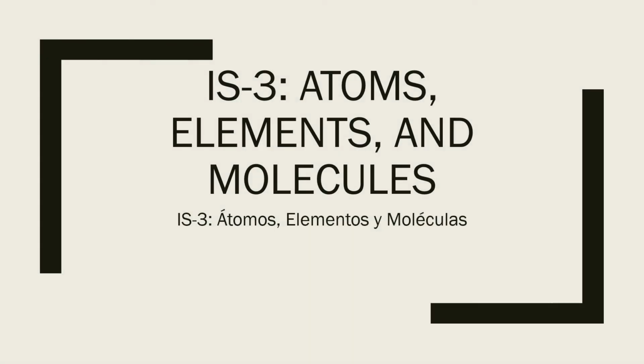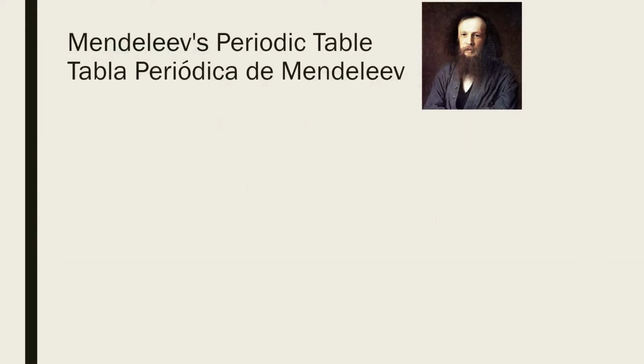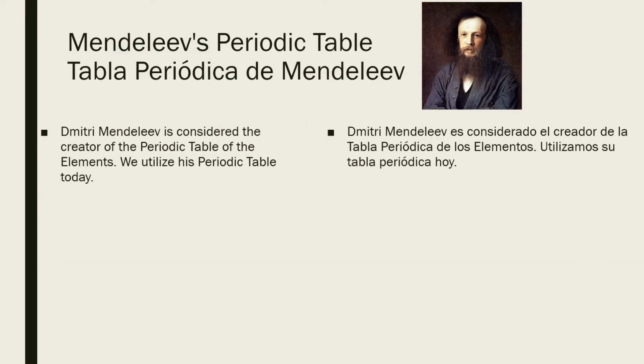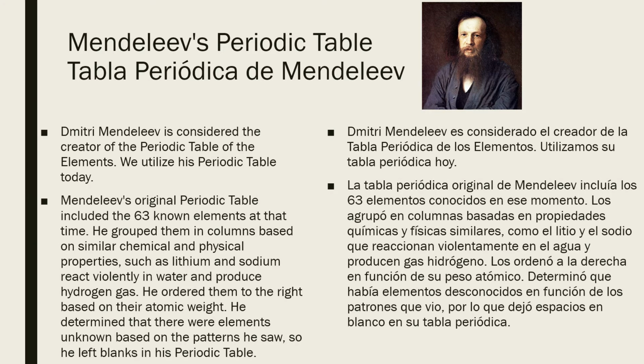Unit 3 is IS-3 Atoms, Elements, and Molecules. Dmitry Mendeleev is considered the creator of the periodic table of the elements. We utilize his periodic table today. Mendeleev's original periodic table included the 63 known elements at that time.